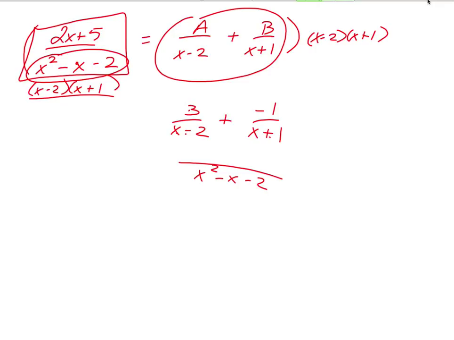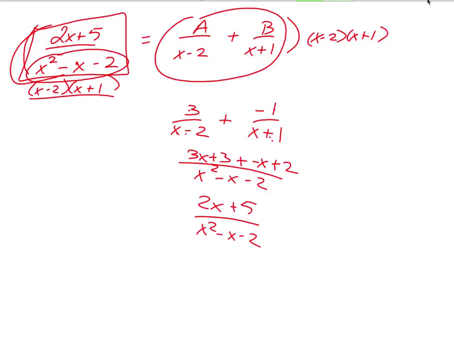I need to multiply the 3 by the x plus 1, so that gives me 3x plus 3. I need to multiply negative 1 times the x minus 2, which gives me that. 3x and negative x give me 2x. 3 and 2 give me 5. And as you see, that's what we started with. So we were taking our original fraction and decomposing it into separate fractions that we can deal with. That's what we're doing today.